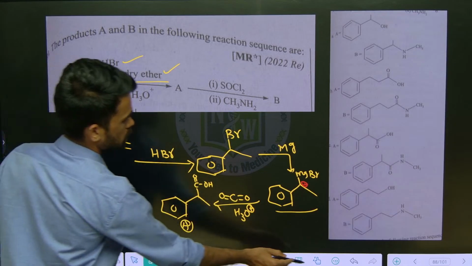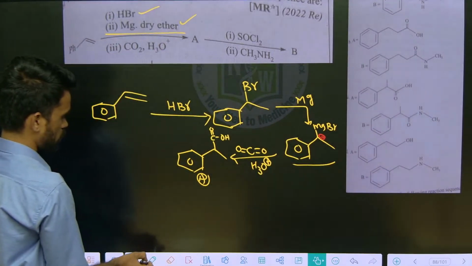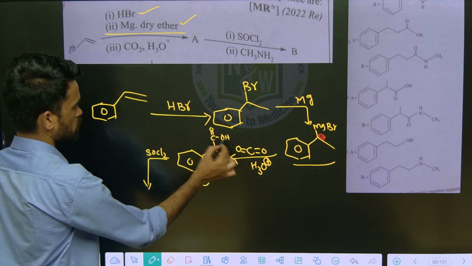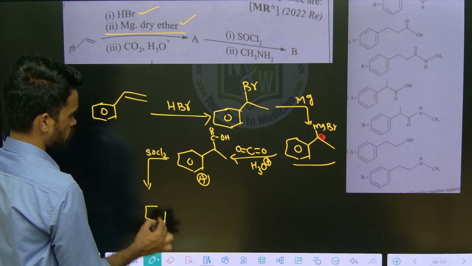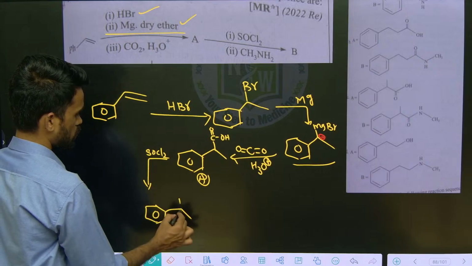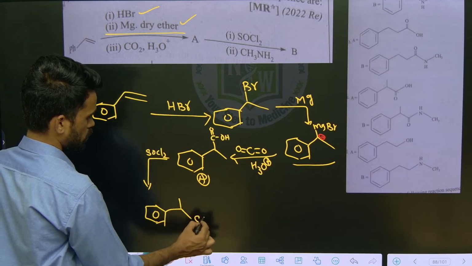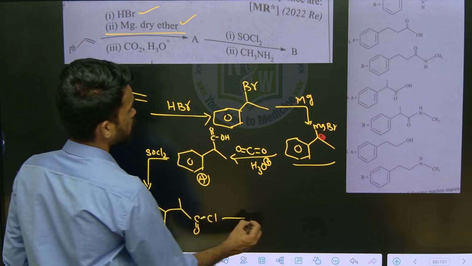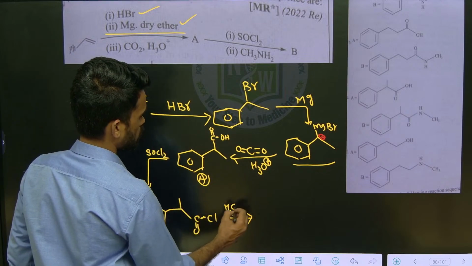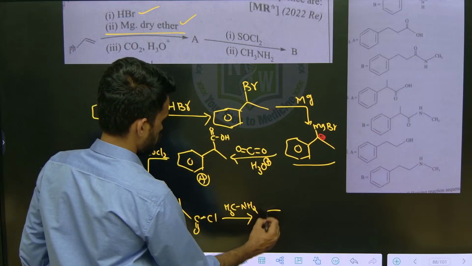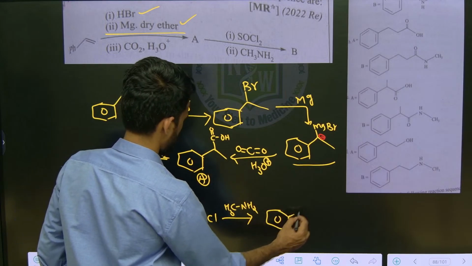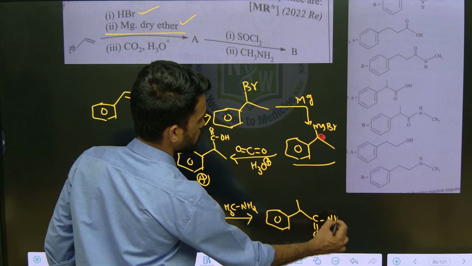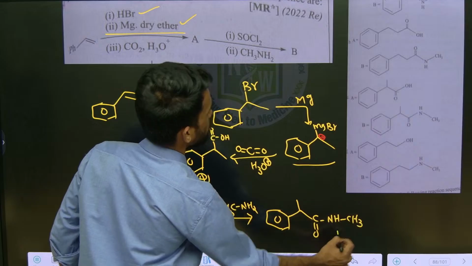So A is treated with SOCl2, thionyl chloride. This OH will be replaced by chlorine. Okay, chlorine, and again it is treated with methylamine. So you are going to get NHCH3. So this is your final product.